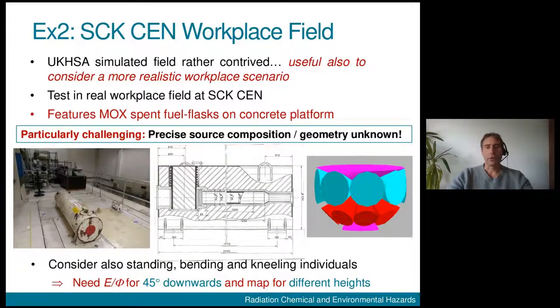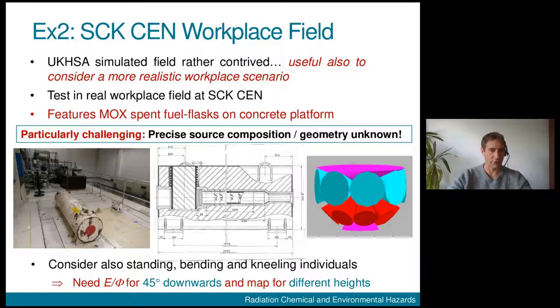Okay, of course, that was a very contrived scenario. This is in a secondary standard laboratory. So it's useful also to expand that to consider a slightly more realistic workplace scenario. And so in order to achieve that, we tested the approach also in a real workplace field at SCK CEN. This features a mock spent fuel flask on a concrete platform. And actually, this was problematic right from the start because we don't know exactly what the source composition or the geometry is.